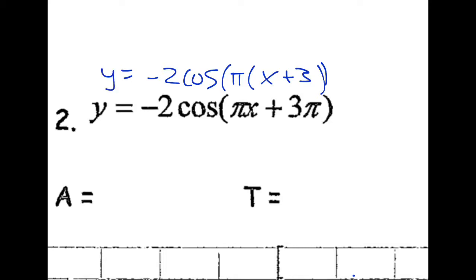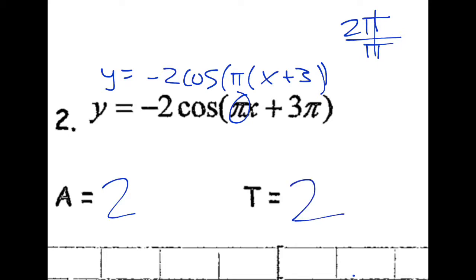So we'll be left with an x plus 3 there, and that's inside our cosine function with a negative 2 out front. So my amplitude is going to be 2. My period is going to be 2 pi divided by pi, the coefficient on the x term. So I'm going to be left with just 2.